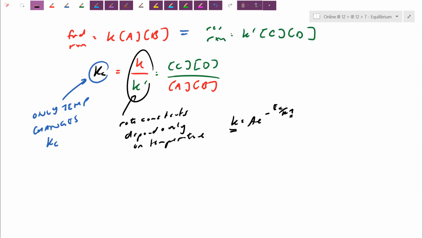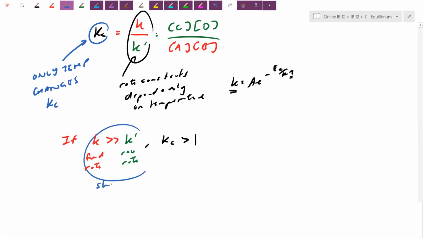What we want to do here is analyze this in a little more detail. What if we have a situation where my k is a lot larger than k prime? In that case, looking at this ratio, Kc will be bigger than 1. k was my forward reaction. If I did this in words, if my forward rate is a lot larger than the reverse rate, we said the equilibrium has shifted, or is going to shift right, and as I shift right, we're going to end up getting more products.